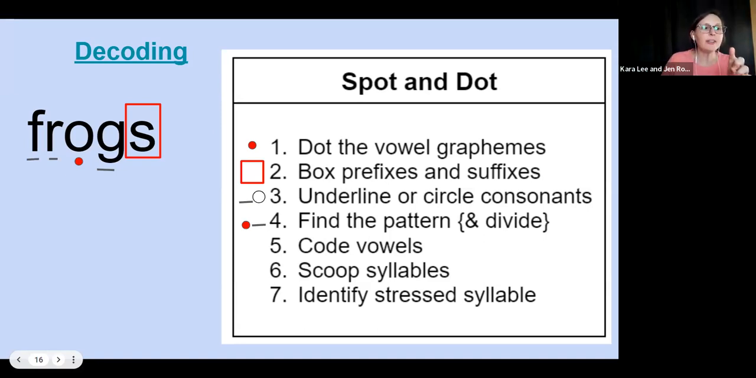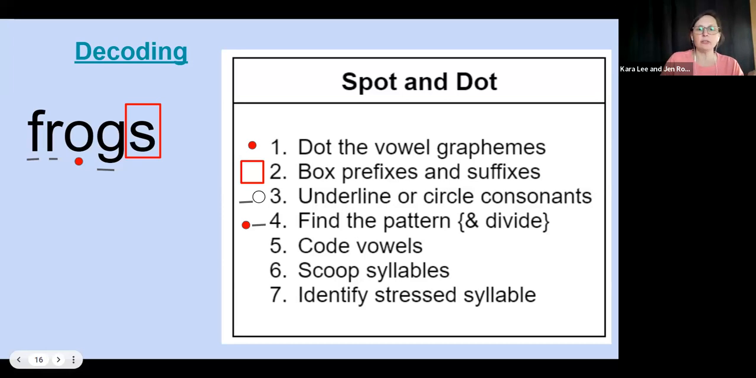Now I'm going to find the pattern and divide. Well, I'm not going to divide anything yet. We haven't learned that yet. We don't need to, because that only comes in if I have more than one vowel grapheme. So really, find the pattern is what my student has been doing.